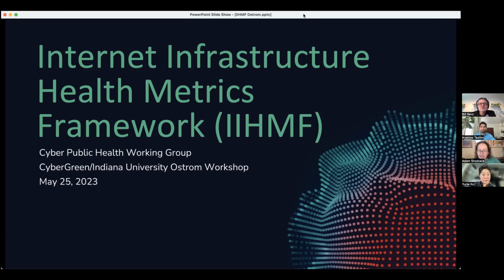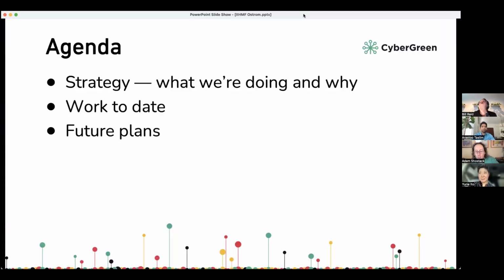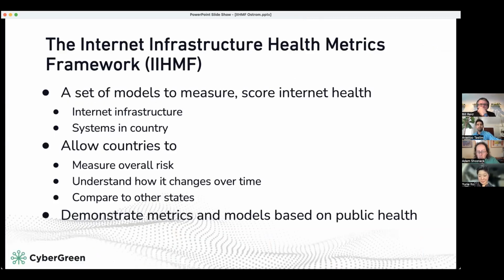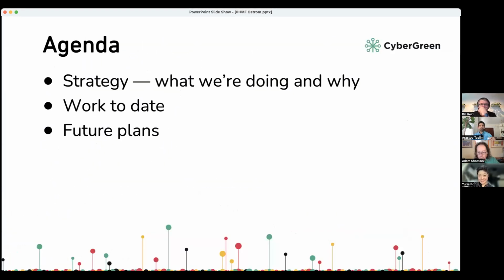And I'm pretty excited about what the project represents, what we're already able to see, and what we're going to be looking at. And so I want to give you an overview of the project. And the way I want to do this is I want to start out with some strategy, talk about what we're doing and why, talk about the work we've done to date, and then share some future plans.